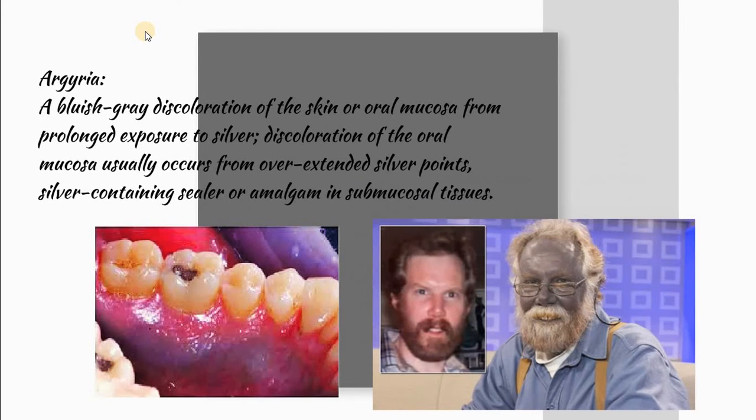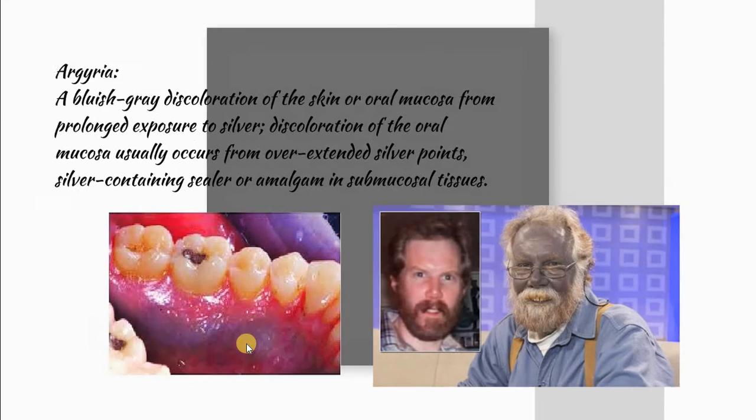First term we have argyria. This is a bluish-gray discoloration of the skin or oral mucosa from prolonged exposure to silver. It may affect the skin like this guy, or the discoloration of oral mucosa usually occurs due to overextended silver point or silver-containing sealers or amalgam that are used, which may cause subgingival or submucosal bluish-gray discoloration. So this is the term argyria.